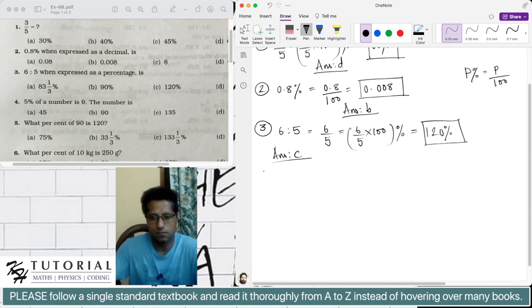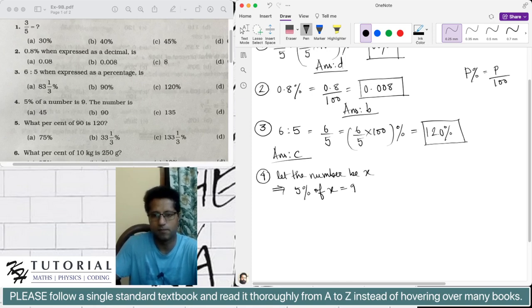Okay, let's do problem number 4. 5% of a number is 9, the number is. Okay, so let the number be x. So this implies, as per the problem statement, that 5% of the number is 9. So this implies 5% of x is equal to 9. What is 5% of x? 5% means 5 by 100. So 5% of x means 5 by 100 of x is equal to 9.